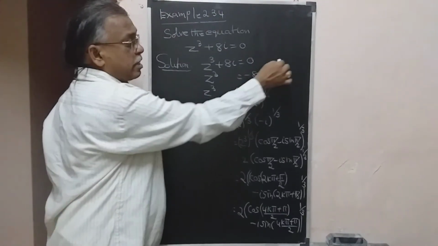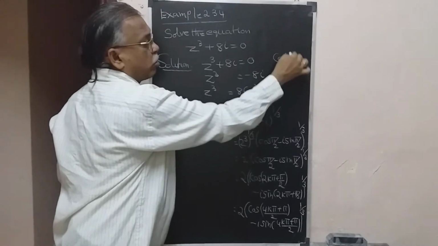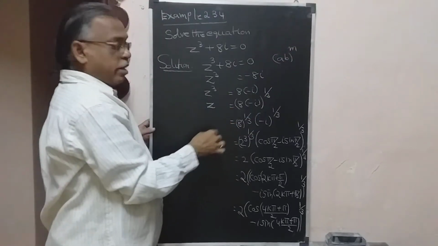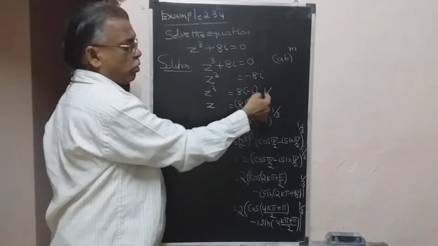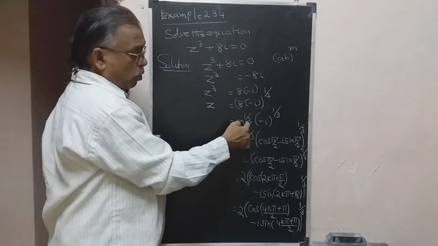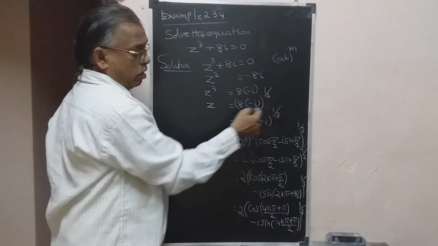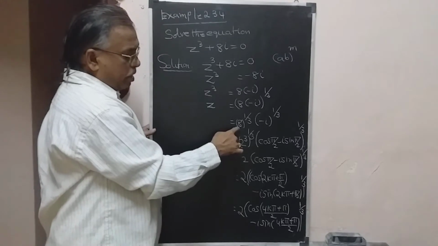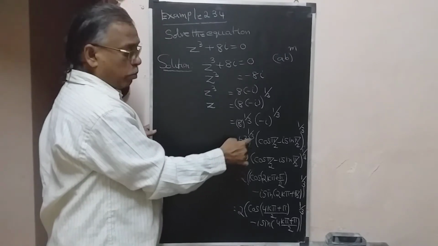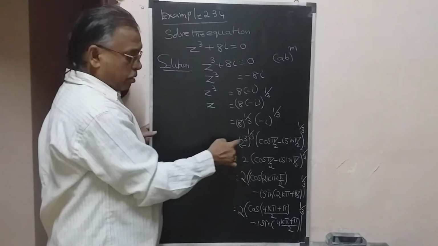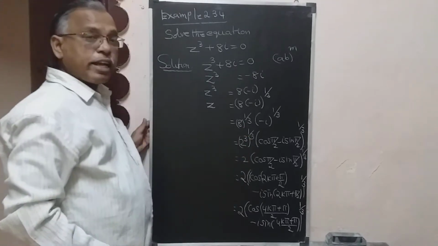So that means it is like AB whole to the power of m, which is nothing but A to the power of m, B to the power of m. Now 8 to the power of 1 by 3, minus I whole power 1 by 3. So 8 I can write as 2 cube whole power 1 by 3. So in the next step, this 3 gets cancelled.